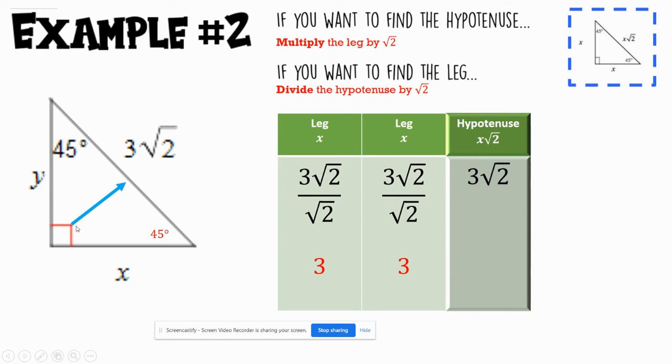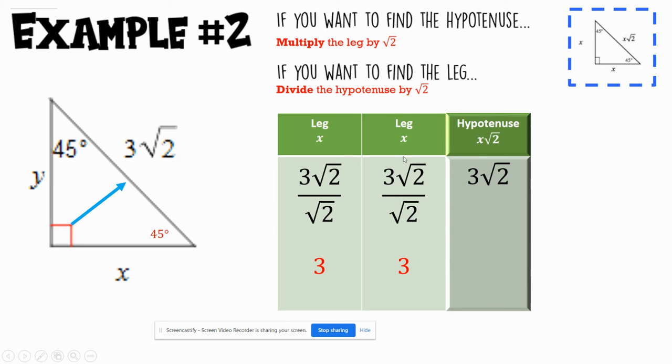A 45, 45, 90 degree triangle, I can set up my chart. What side length was I given? So I look at, where did I have numbers on which side? It was across from the 90 degree right angle. So I was given the hypotenuse. So I'm going to fill it in my hypotenuse column.